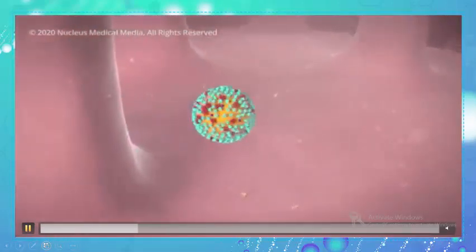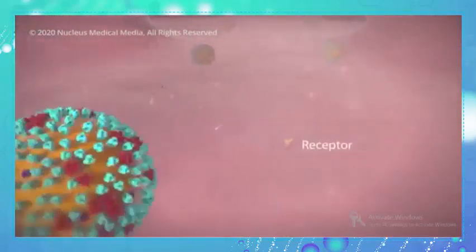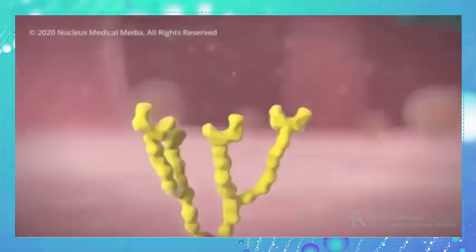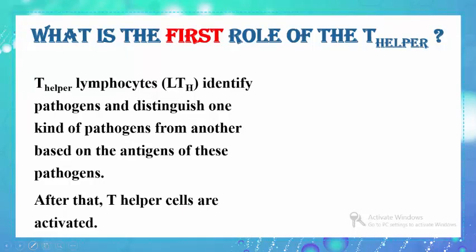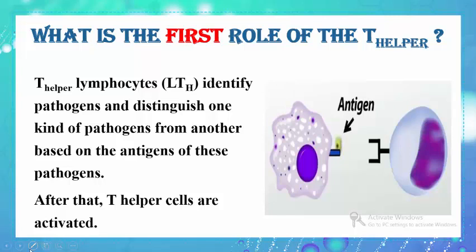So, once influenza enters the body, by its antigen, it will fit with its complementary receptor like the key and the lock. So, we can say that T helper lymphocytes identify pathogens and distinguish one kind of pathogen from another based on the antigens of these pathogens. After that, T helper cells are activated. So, we must have complementarity between the T cell receptor and the antigen of the pathogen in order to fit like the key and the lock.